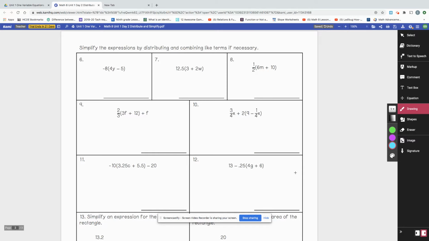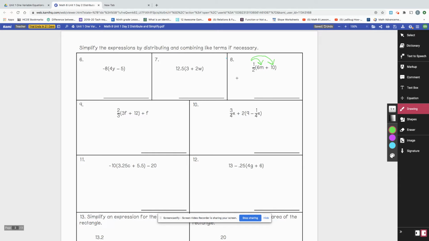Just wanted to focus on a few of these problems here with distributing. Let's take a look at number 8. So we notice we don't have a whole number to distribute. We are distributing a fraction, that 1/2 to the 6m and that 1/2 to the 10.